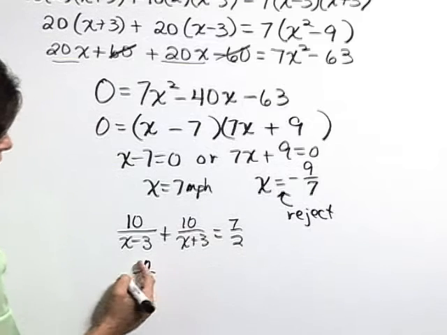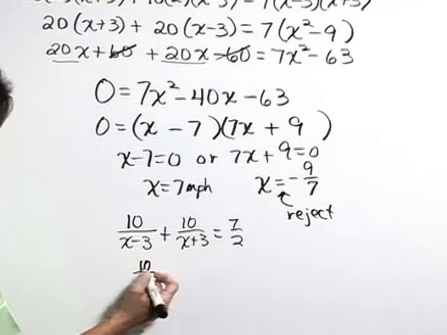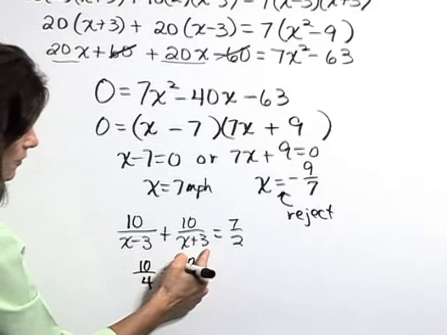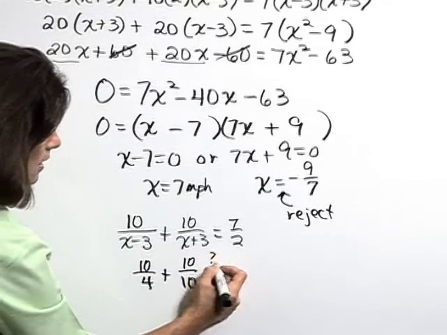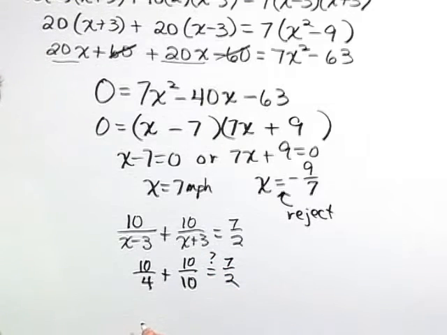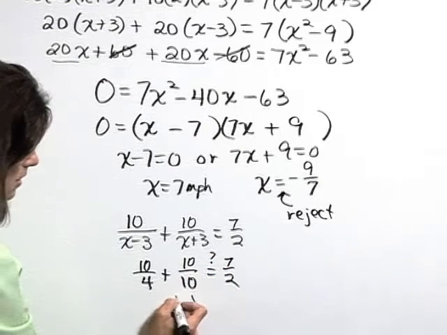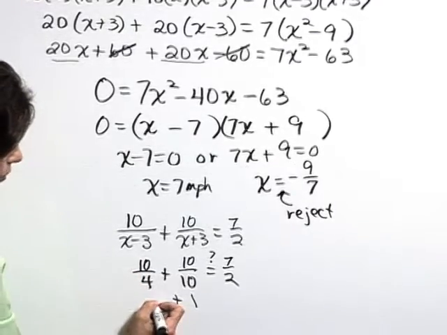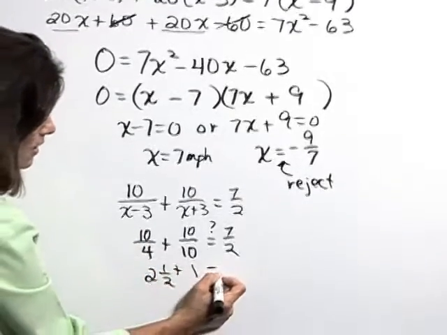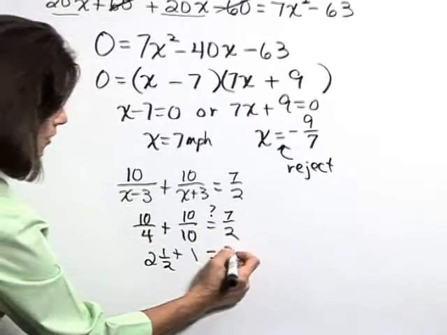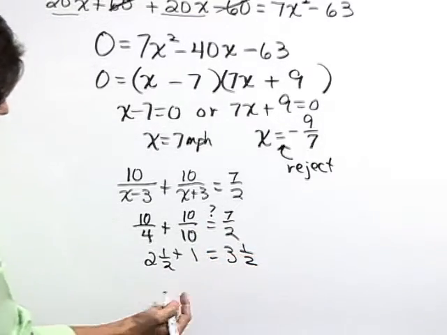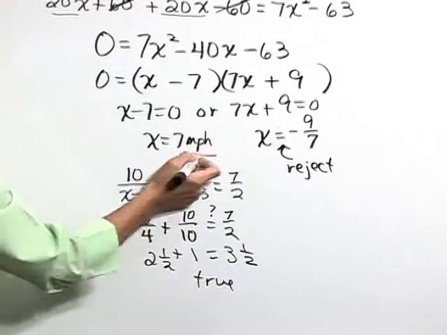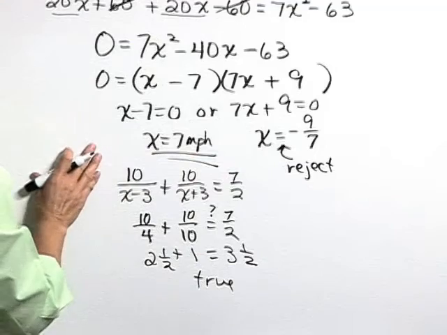So is 10 over 7 minus 3, that's 4, plus 10 over 7 plus 3, that's 10, equal to 7 halves? Well, 10 over 10 is 1. 10 fourths, that's 5 halves or 2 1/2. Is that equal to 3 1/2? Sure is. 2 1/2 plus 1 is 3 1/2. That is true. Our correct answer then is 7 miles per hour.